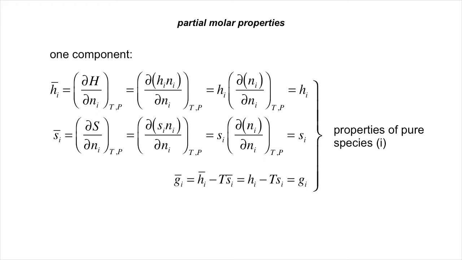Also, in the case of a single component, changing the number of moles of the one species present cannot change the composition or intensive properties of the system. So the partial molar G, H, and S all reduce mathematically to the molar G, H, and S of that species as a pure phase.